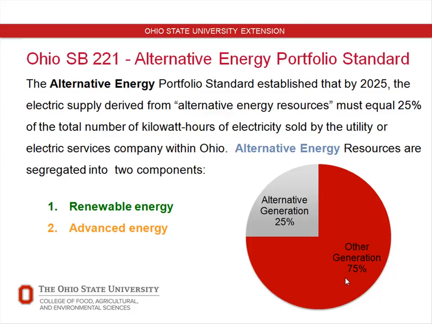Basically, it's summarized, a lot of people refer to it as 25 by 25. And so the original policy was requiring or mandating our investor-owned utilities, electrical service companies to generate 25% alternative energies by the year 2025. Now, it gets a little bit confusing.